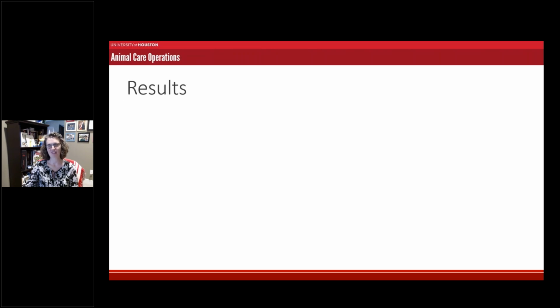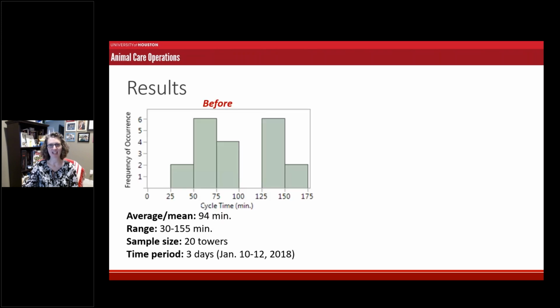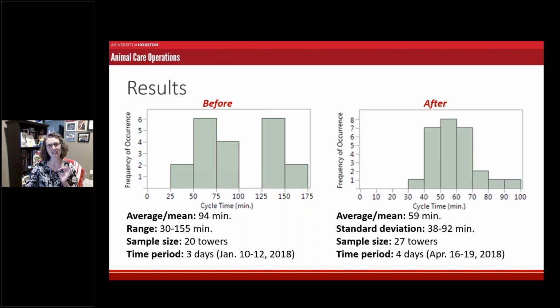All right, so with that, I'll move into showing you the results. In this case, I'll just remind you that, at the start of this project, we took that baseline measurement. Our average was 94 minutes. And so what we did at the end of the project, again, using that simple but manual measurement process, was we did look over 4 days. We had 27 towers that were cleaned at that time. And in this case, you can see that the average time was reduced to 59 minutes.